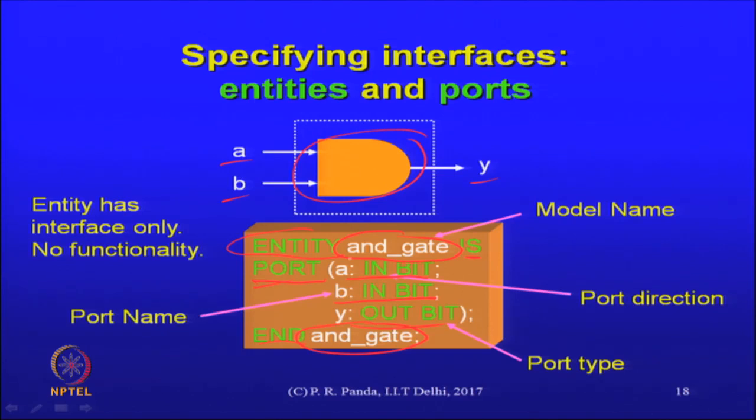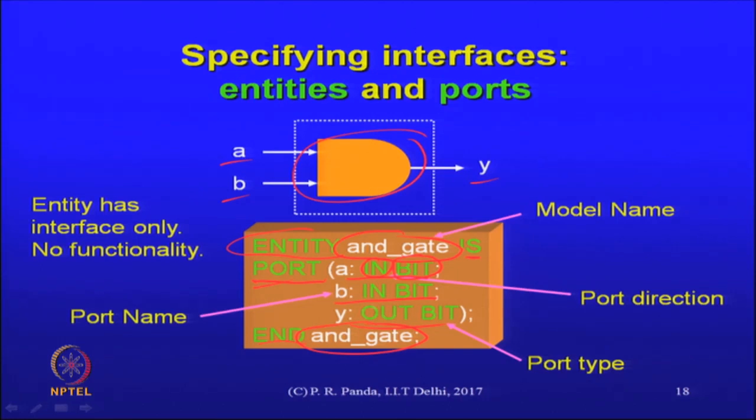One is the direction, saying it is an input port. The other is the type. I am saying that this is a bit type. So, this is a 2 input gate, and each input is 1 bit wide. So, that needs to be specified. If it is a more complex type like an integer, I need to specify that it is an integer.